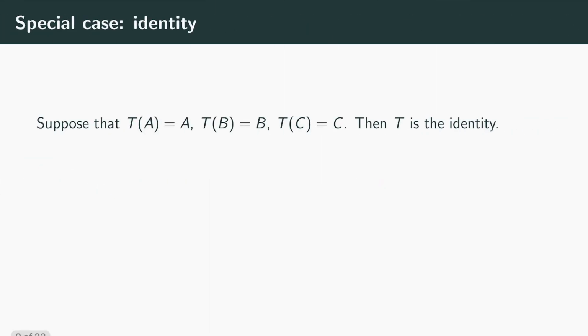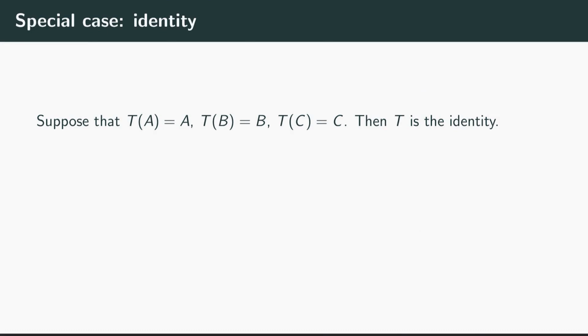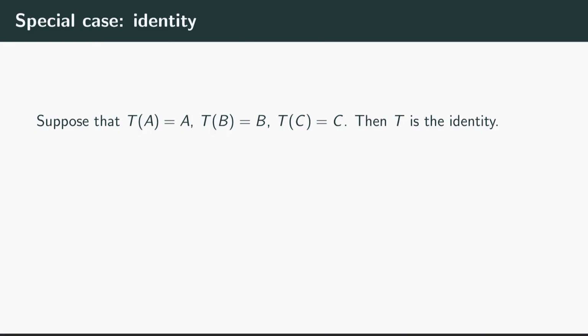Now let's look at a special case first. Suppose T prime is the identity. In that case, we basically have one isometry, and we're comparing our isometry T to the identity isometry. So we have T of A is A, T of B is B, T of C is C. The claim is that this forces T to be the identity. Okay, let's prove this theorem.